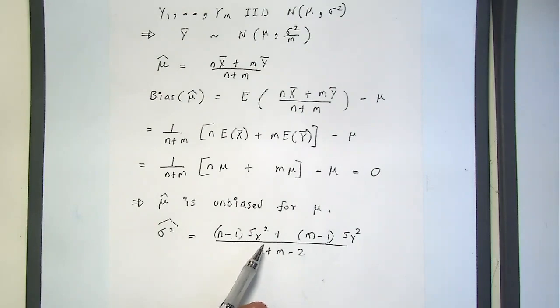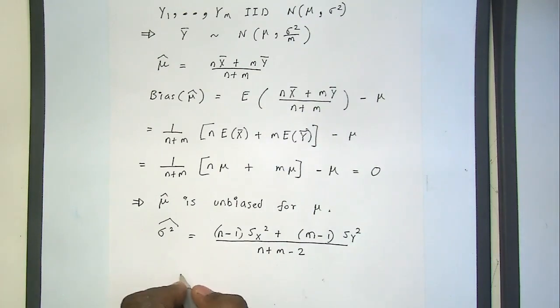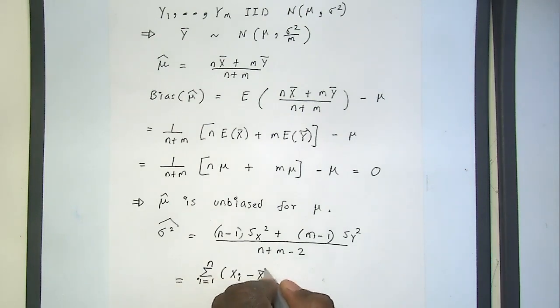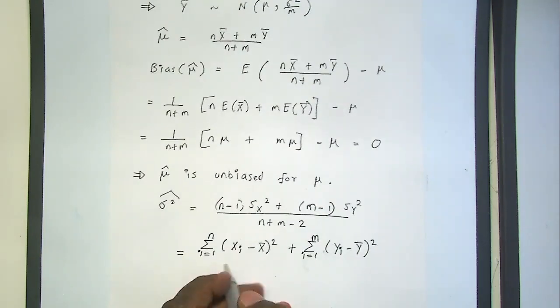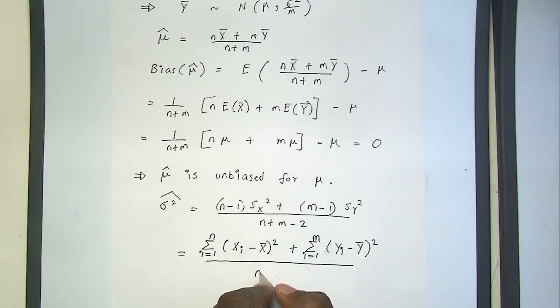Now Sx squared is the sample variance for the first sample, Sy squared is the sample variance for the second sample. So you can write this using the definitions I gave you in the class for the sample variance. Right, you can write this like this, okay? Now we need to show that the bias of this is 0, right? That's what I'm going to do now.